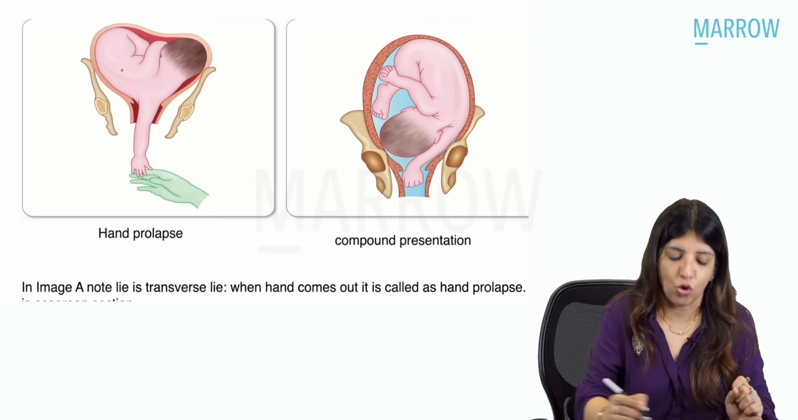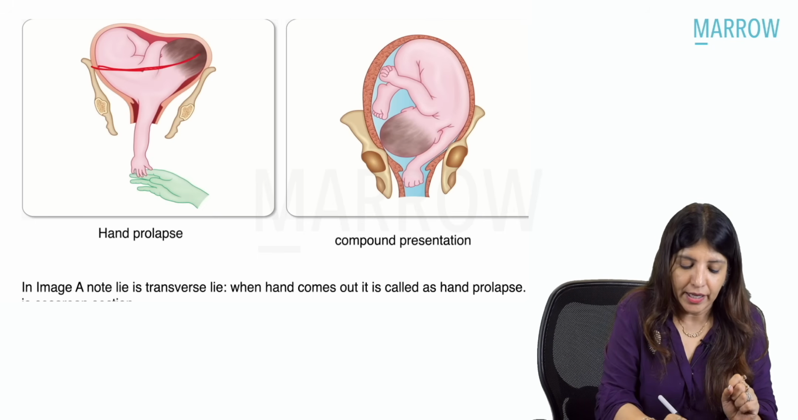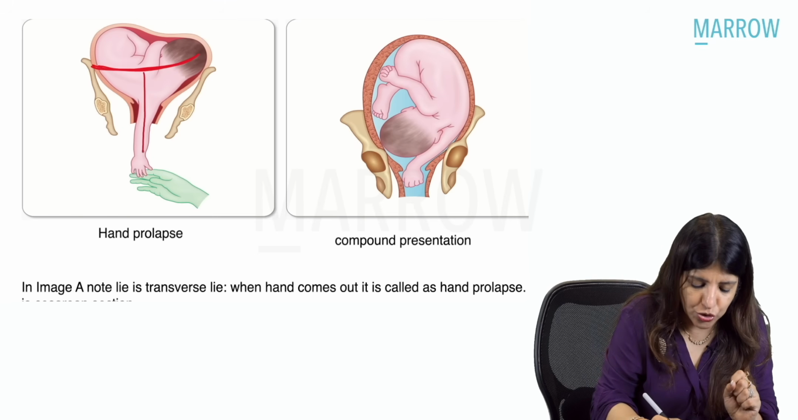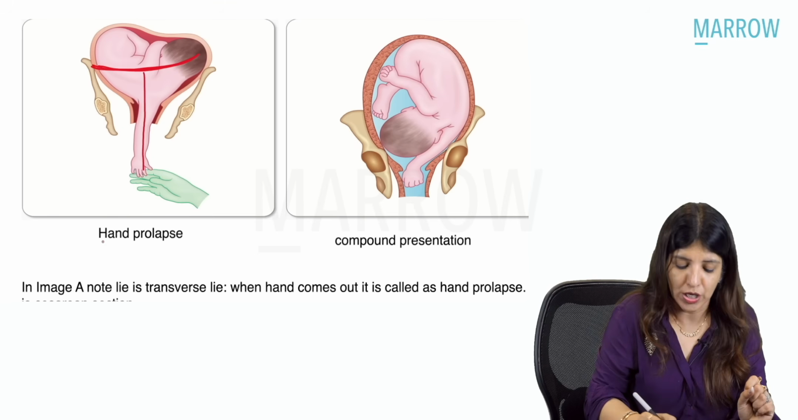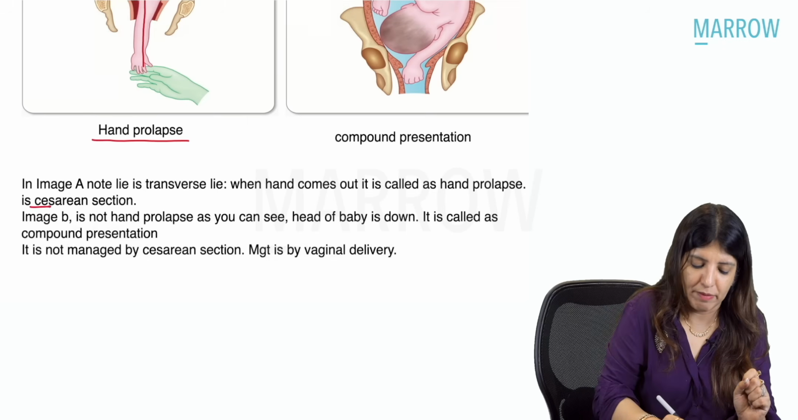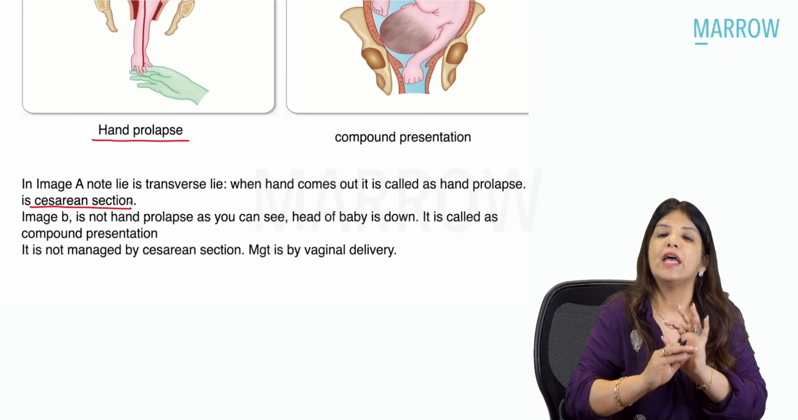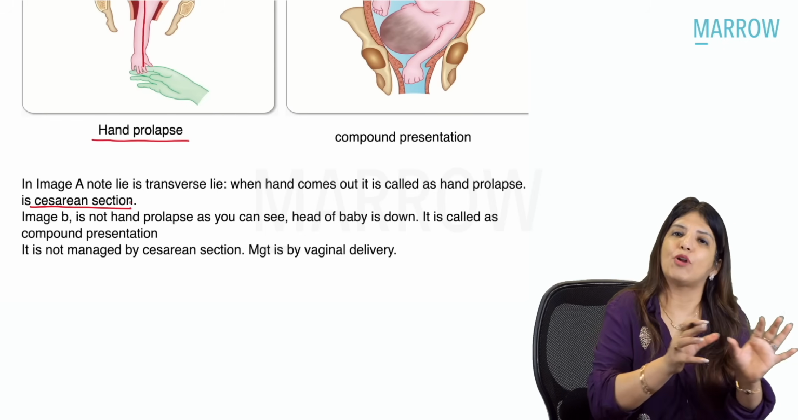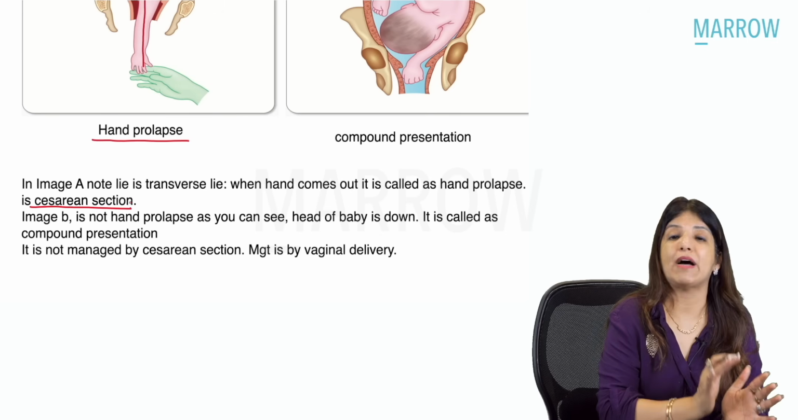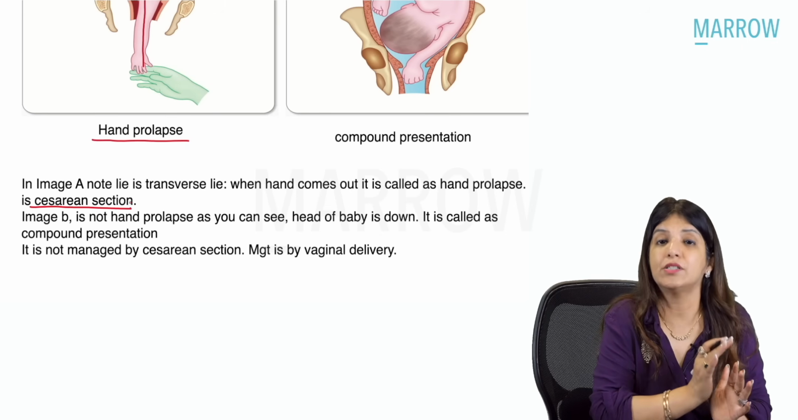See, in case of transverse lie, if the lie of the baby is transverse and you see the hand of the baby coming out, that means it is hand prolapse and it has to be managed by cesarean section. In transverse lie, hand prolapse is common, cord prolapse is common. Right, and always the management has to be cesarean section.